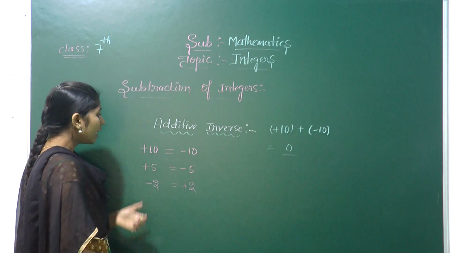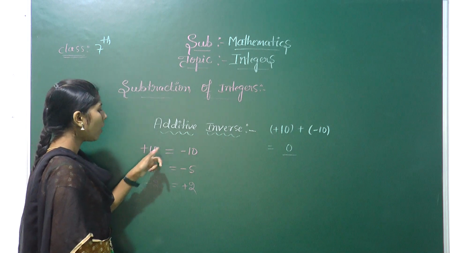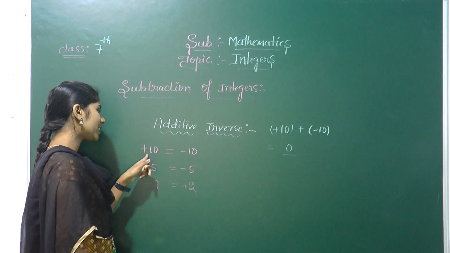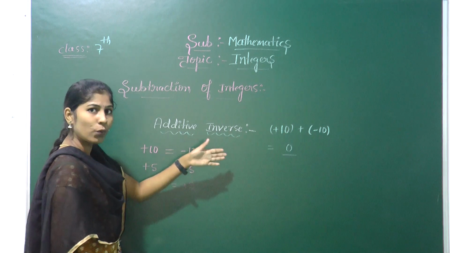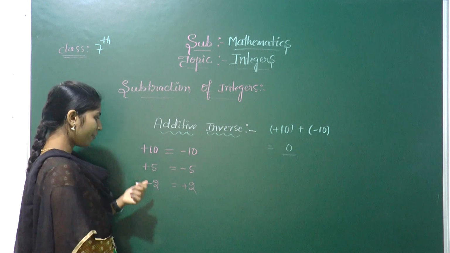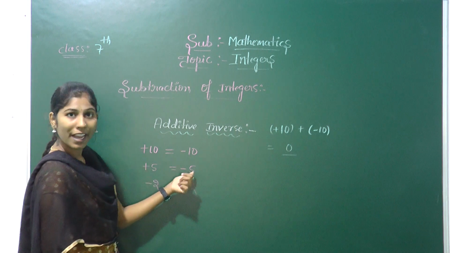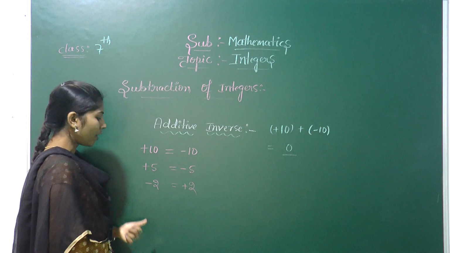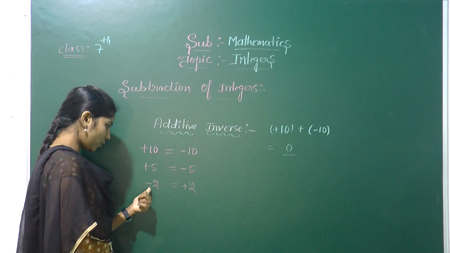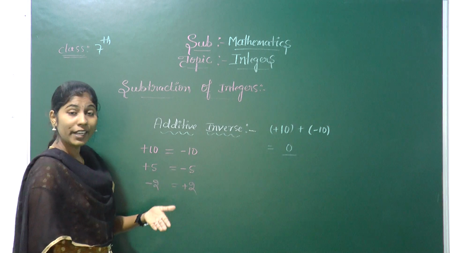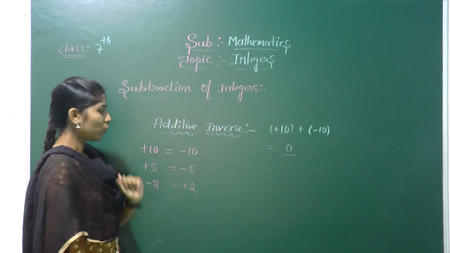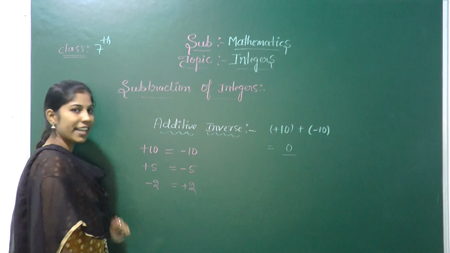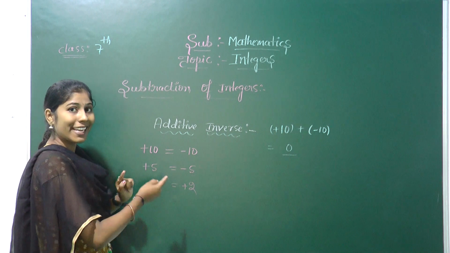As you know, if you add plus 10 and minus 10, you will get the sum as 0. If we add plus 5 and minus 5, you will get the answer 0. If you add minus 2 and plus 2, you will get the sum as 0. So these are called additive inverses of each other.